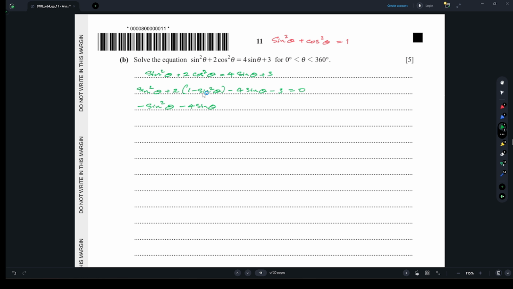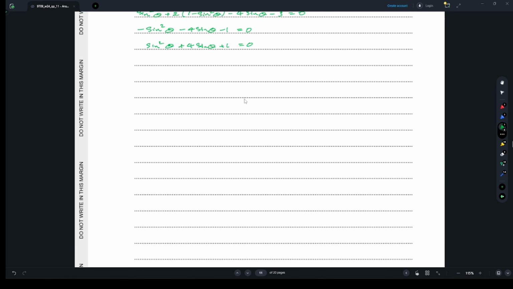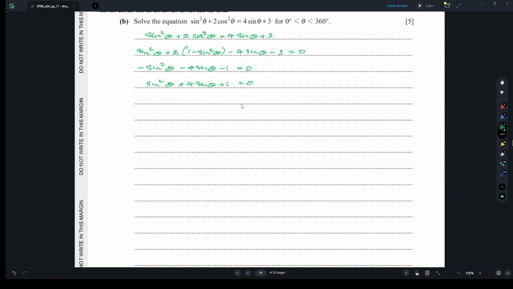I'm rearranging that one also, and then we have minus 3, and from the bracket we have 2. So it is minus 1 equals 0. So you can multiply by minus, so you can have sine squared theta plus 4 sine theta plus 1 equals 0. Now it is not easy to solve directly, so you can use the formula, because this is a quadratic equation.